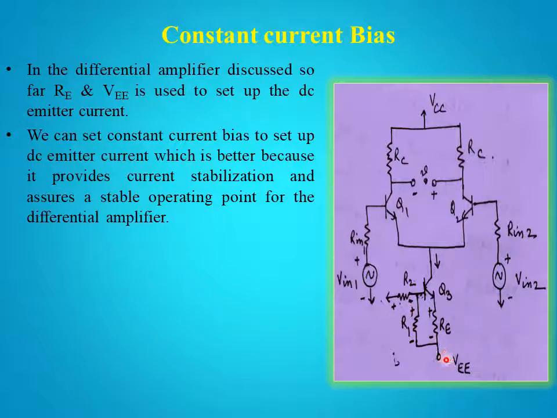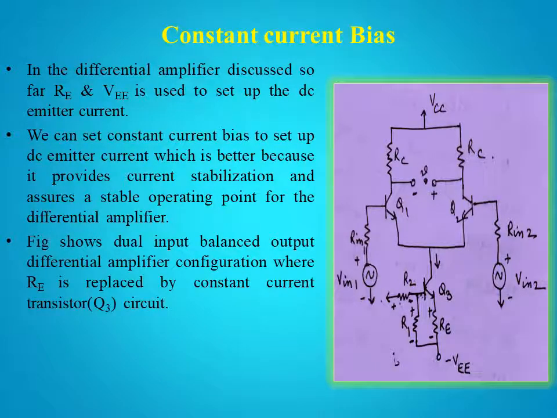Now when VEE is providing current to the emitters, it should remain stable, but after some time, this battery is unable to provide the constant current, and so the operating point shifts. Now we will see with the help of this circuit how this operating point remains stable.